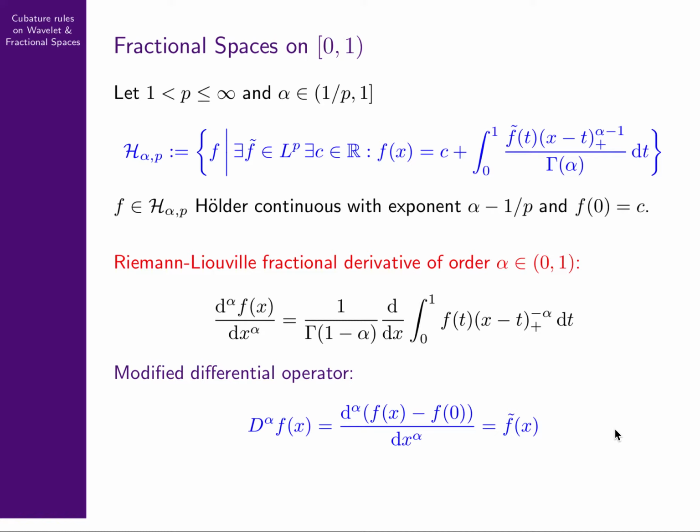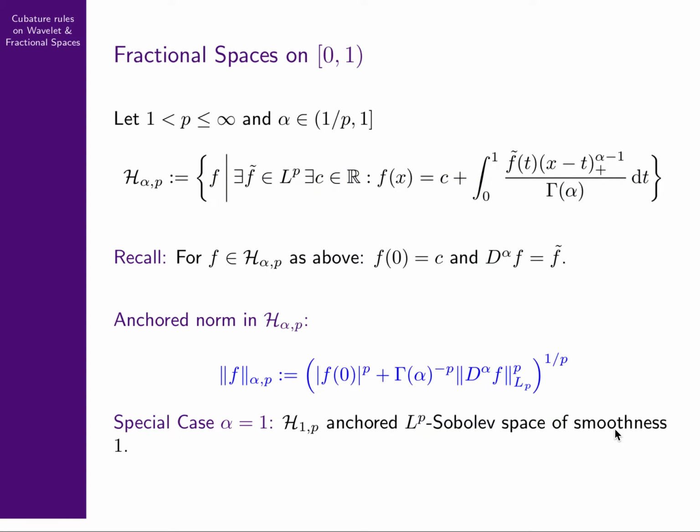Okay, so now recall, if f is in our fractional Sobolev space and has this representation, f of 0 is equal to c, and the fractional derivative of f is equal to f tilde. Now we can define an anchored norm on this fractional space. So the norm of f should be f evaluated in 0, you take the absolute value, the pth power, plus some constant times the p norm of the alpha derivative, the fractional derivative of f, taken to the pth power. You sum both summands up, and afterwards you take the pth root of the result, right?